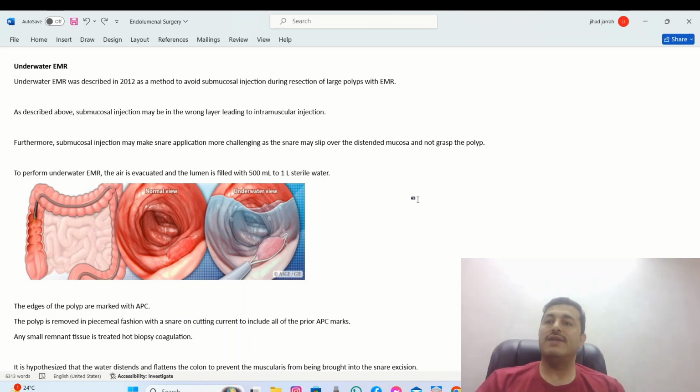For this, the concept of underwater endoscopic mucosal resection is that we avoid injecting a lifting agent, but the other principles are the same, for example, the hot snare. We use a hot snare in the underwater endoscopic mucosal resection. It's preferable for larger lesions. We will see why. You can see here that the working field is filled with half to 1 liter of sterile water, and using the same principles we provide a hot snare and we remove it with no lifting. It's proven that the completeness of macroscopic excision is better.